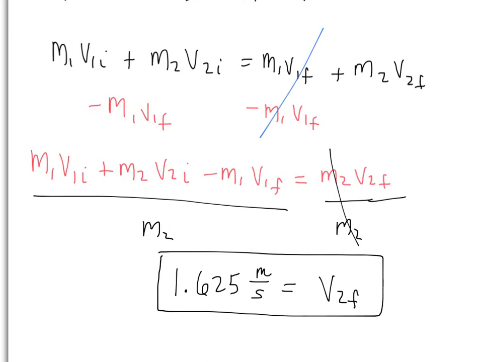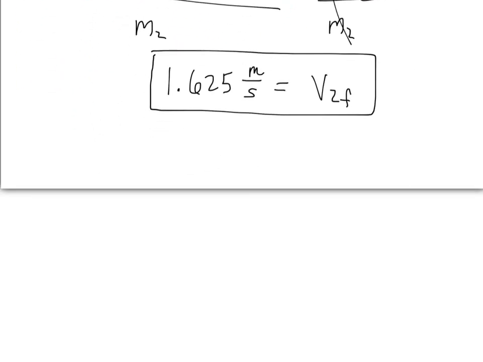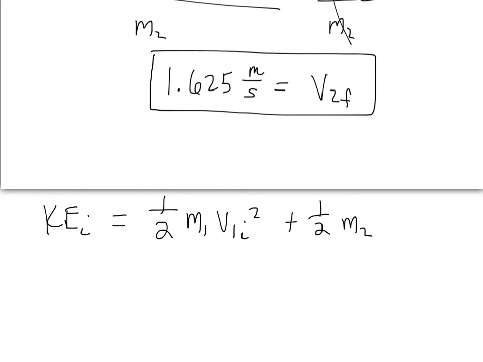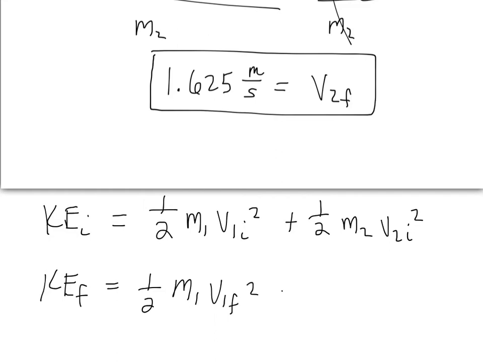So again, making that statement so you see what I'm talking about. The kinetic energy before the collision is equal to the energy of the first object before the collision and the second object before the collision. The kinetic energy after the collision is the kinetic energy of the first object after the collision plus the second object after the collision.